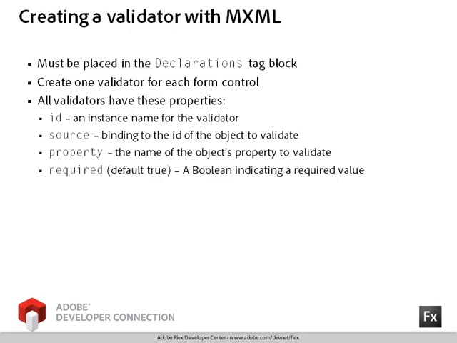Lastly, each validator tag has a required property, which is a Boolean value that indicates whether a value is required in the property of the source object. Notice that the default is true and that this is a different implementation than the required property of the form item container. That property only added the red asterisk to the display. This required property for the validators will actually ensure that users enter a value.